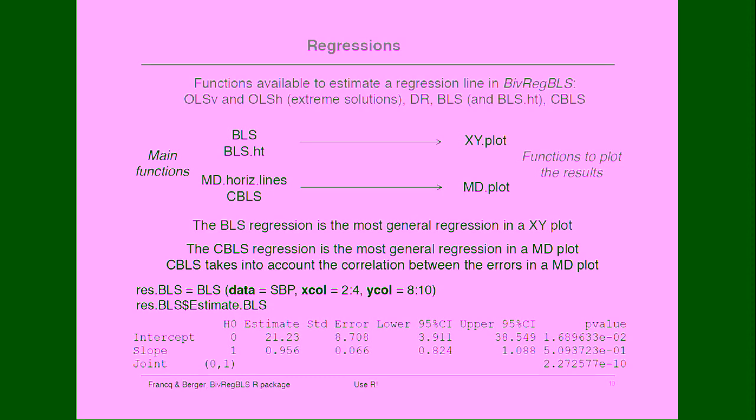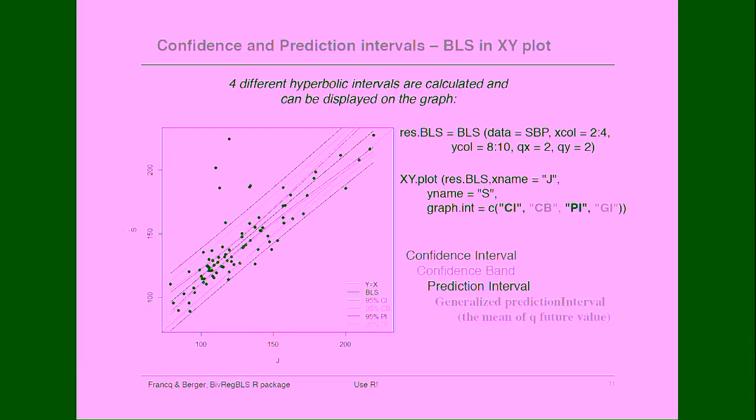So the BLS is the most general regression in the XY plot, and then we have a new regression called the CBLS that takes into account the correlation between the errors in a Bland-Altman plot. So the function is very easy to use. The function is called BLS or CBLS. One more time, only 3 arguments: data, X column, Y column. So it cannot be easier than that.